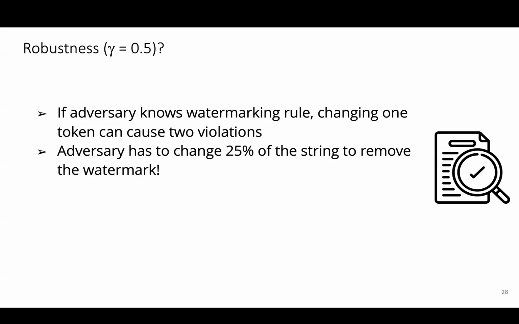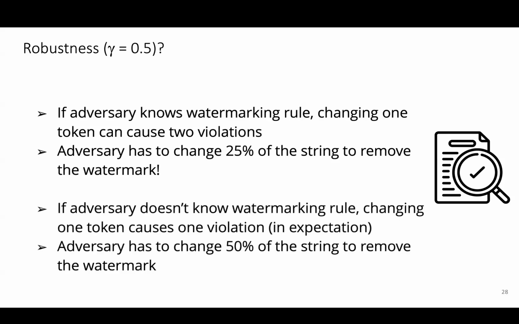It can figure out, change 25% of the words, because note that one word affects two. It affects its own value and the next value. So it can change those words and destroy the watermark by changing like 1/4 of the words. If the adversary does not know what the watermarking rule is, then it has to go ahead and change maybe 50% of the string too.